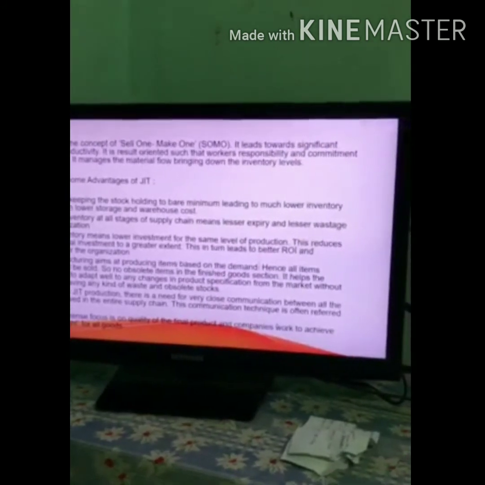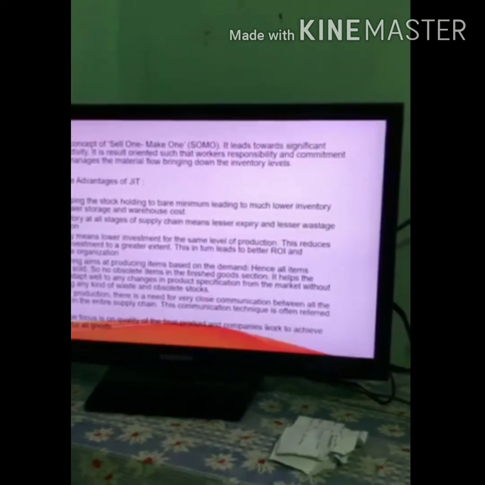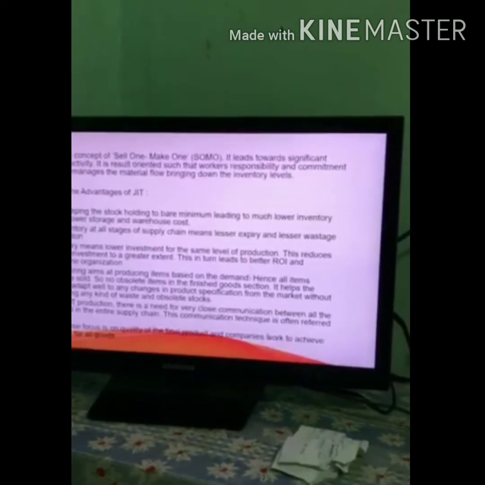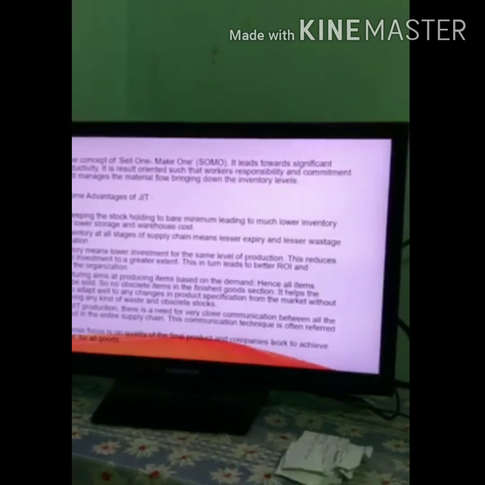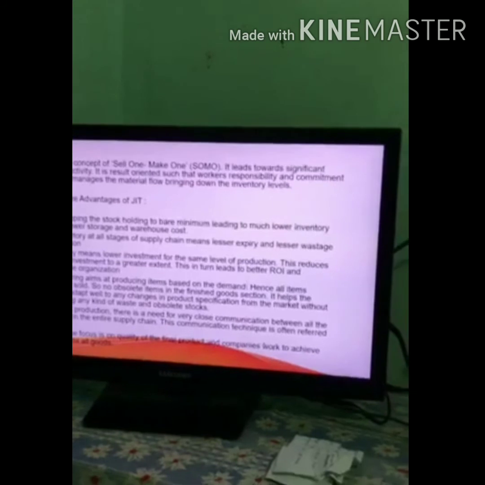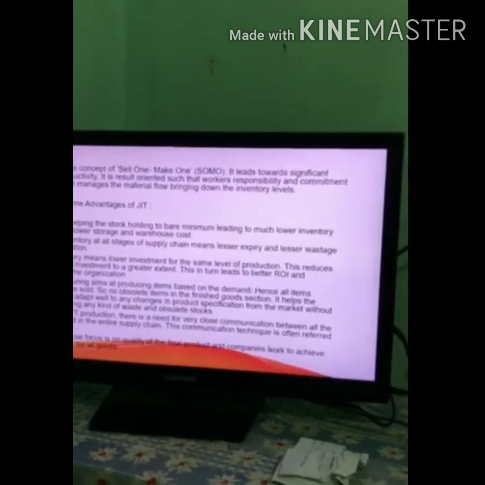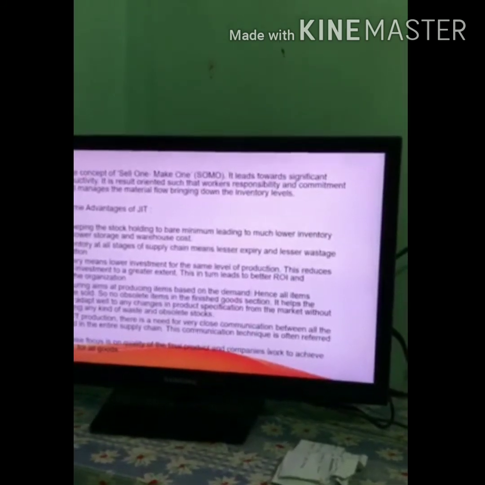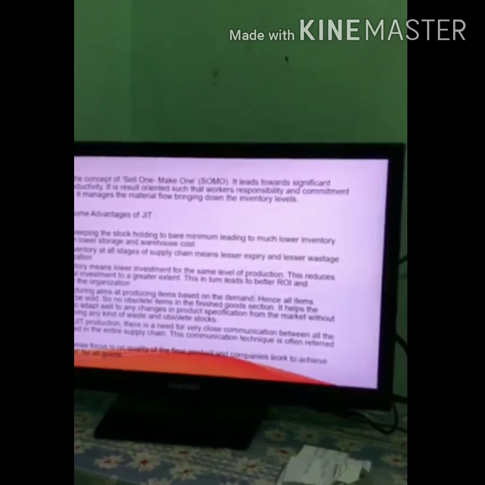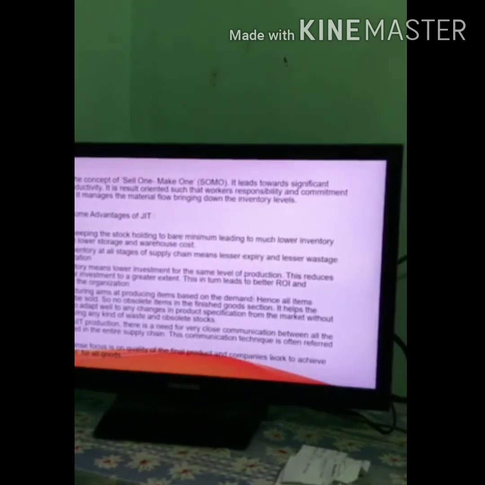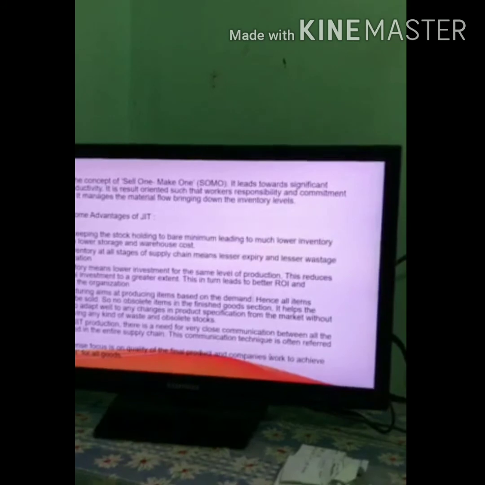Just in time is built on the concept of sell one, make one, or SOMO. It leads towards significant quality and productivity. It is result oriented, such that the workers' responsibility and commitment are enhanced. It manages the material flow, bringing down the inventory levels.